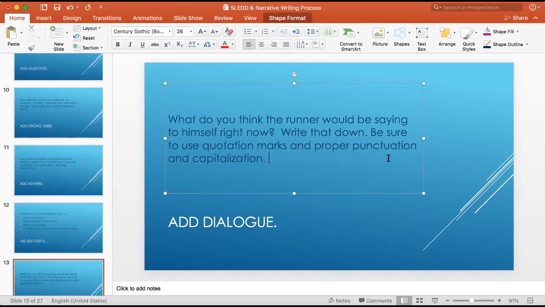So we keep it really simple here, and you can say, what would the runner be saying to himself? If they want to write what the runner is going to say to somebody else, that's fine too. But just because there wasn't someone else in the picture, I kept it simple. If they don't know how yet to punctuate dialogue, then I would just start with putting quotation marks. Show them what that is on the board, and say whatever you decide to have him say, put that within quotation marks. And then bit by bit, you can teach them the full rules for the comma and the capitalization necessary in dialogue.